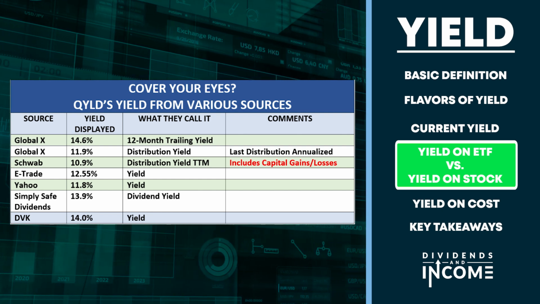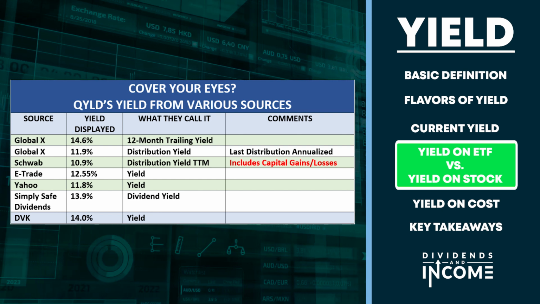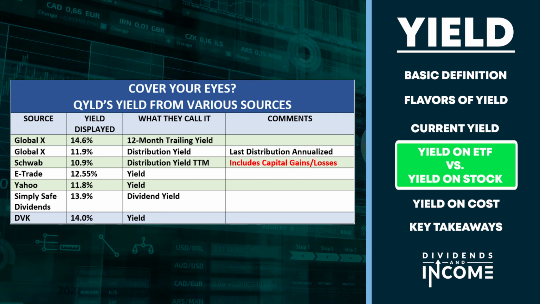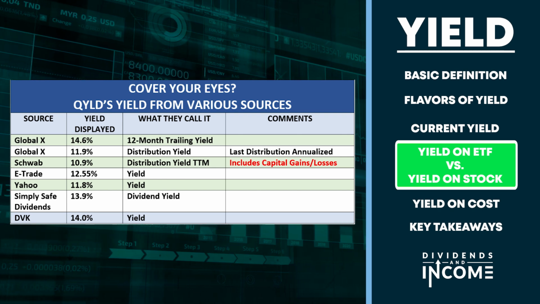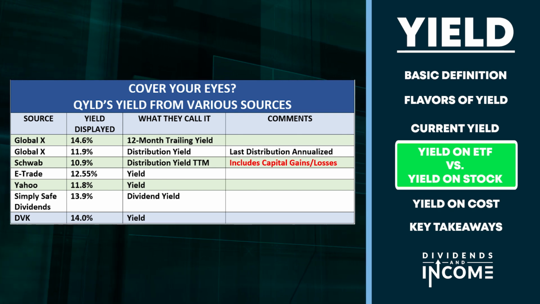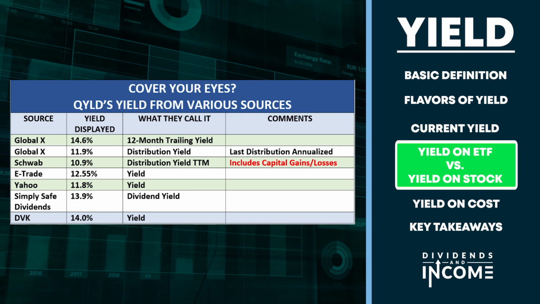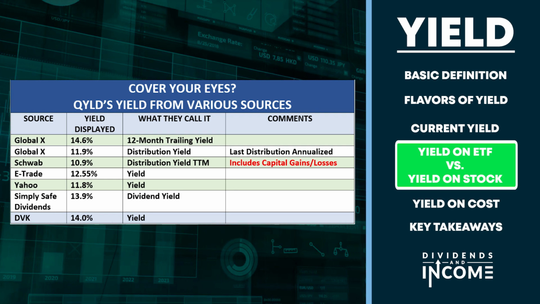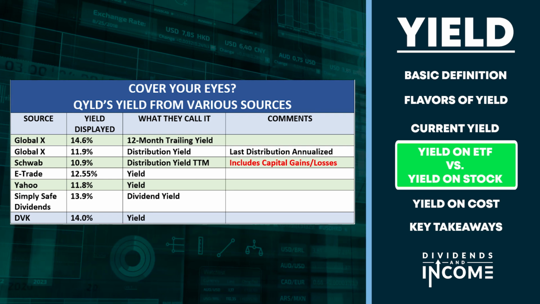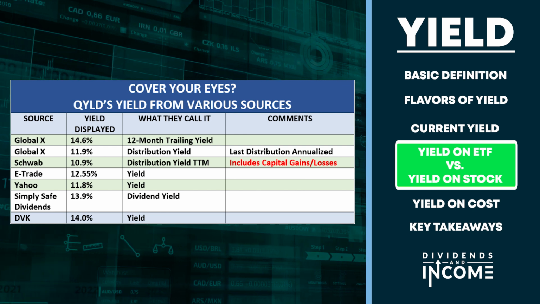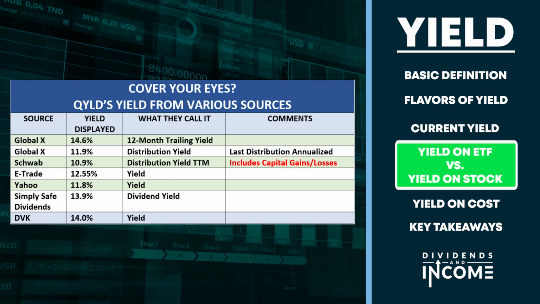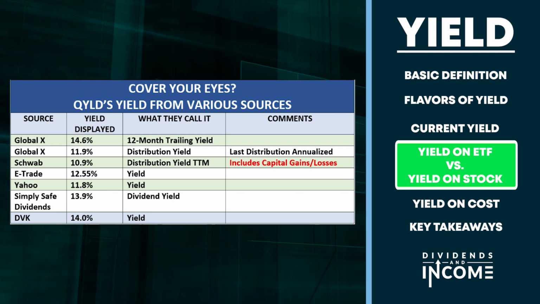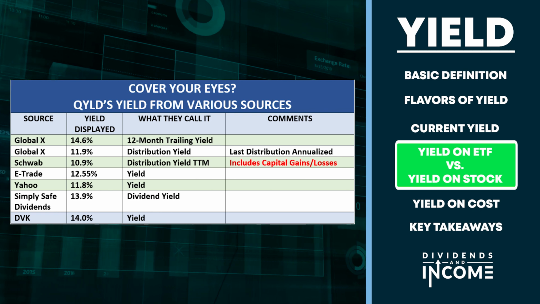They're all different. The yields displayed range from 10.9% to 14.6%. That's a 34% difference from the lowest yield displayed from one source to the highest yield displayed from another source. If you're making investment decisions, that is a mammoth difference. And once again, it just shows that when you're using the internet, as we all do, to get numbers, you've got to use some care, maybe look at multiple sources, or maybe do your own calculation as I did.